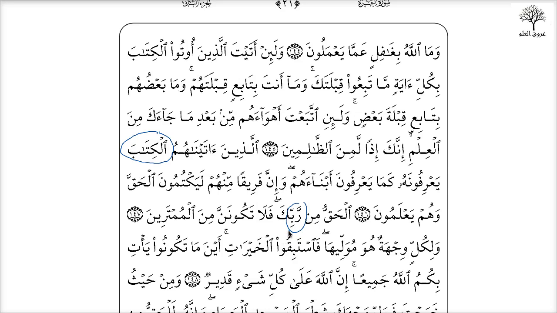Ma'rifah, and why? Excellent, because it has a damir, it has an ism damir, a pronoun, after it. Excellent. Okay, what about wijhatun?